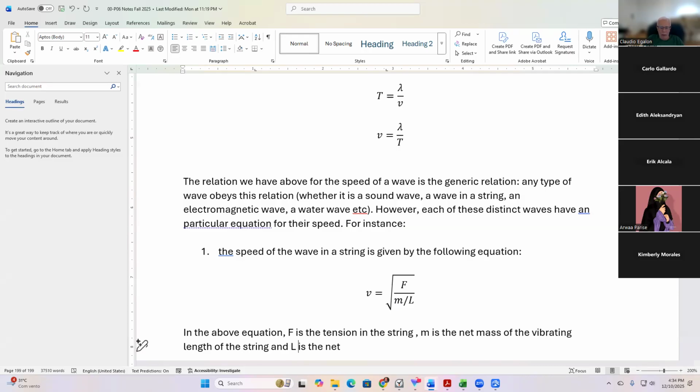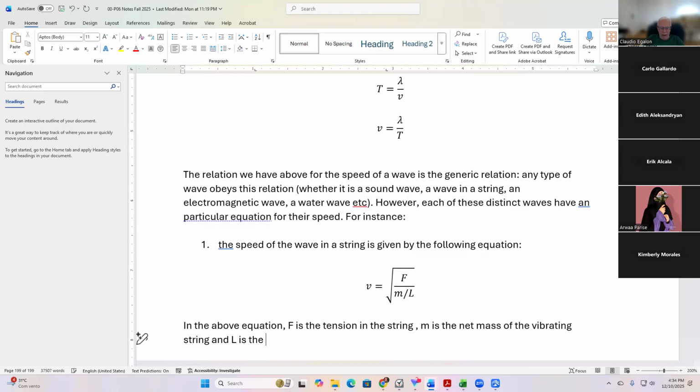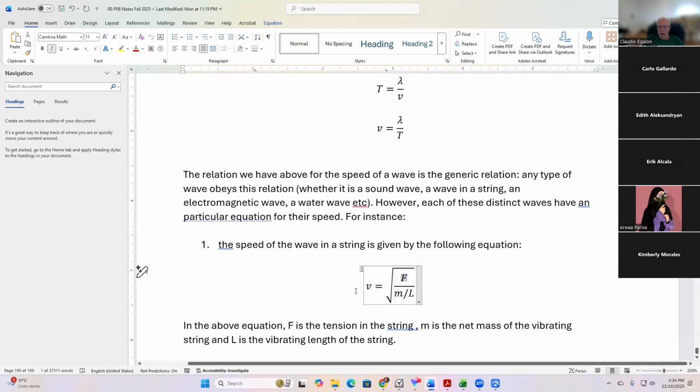M is the mass of the vibrating string. And L is the vibrating length of the string, okay? And it's not difficult to remember that. Just recall that the stronger the force, the faster the speed, right? The faster the wave propagates.